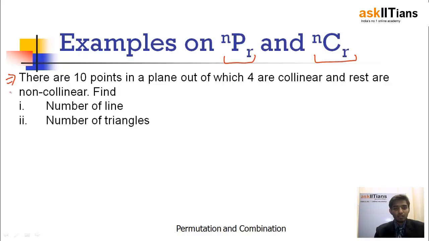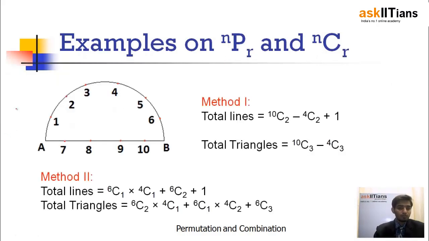Suppose, consider this example, there are 10 points in a plane out of which 4 are collinear and the rest are non-collinear. So there are 10 points out of which 4 are collinear and 6 are non-collinear. And you have to find out the total number of lines that are possible and the total number of triangles that are possible. So let's find out.